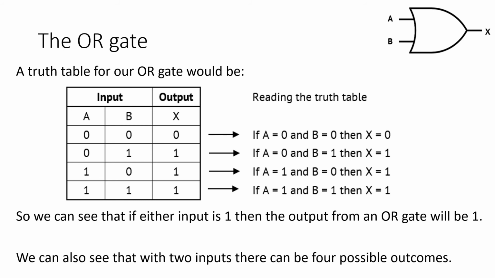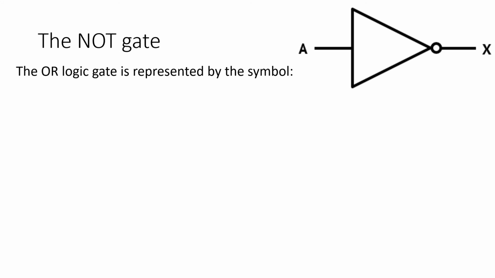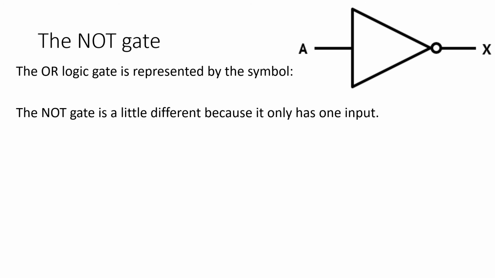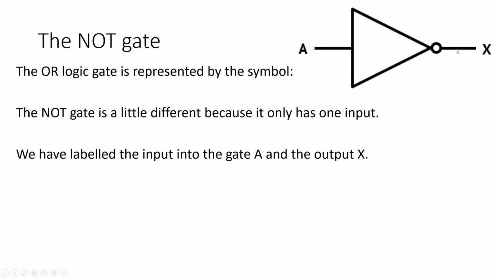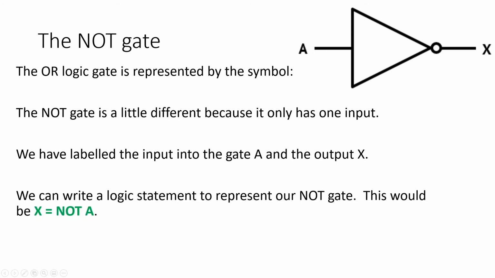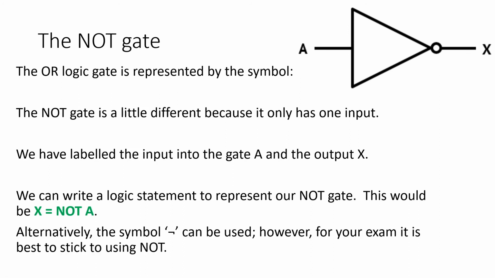Last gate then is the NOT gate. Looks a bit like a triangle with a circle on the end of it. And there only is one input and one output, and it's just reversing it. And so that's a little bit different. Labeled very similar to before. The output's X, the input's A. What does the logic statement look like? X is not A. In GCSE, just use the word not. Don't use any weird symbols like you would use at A level.